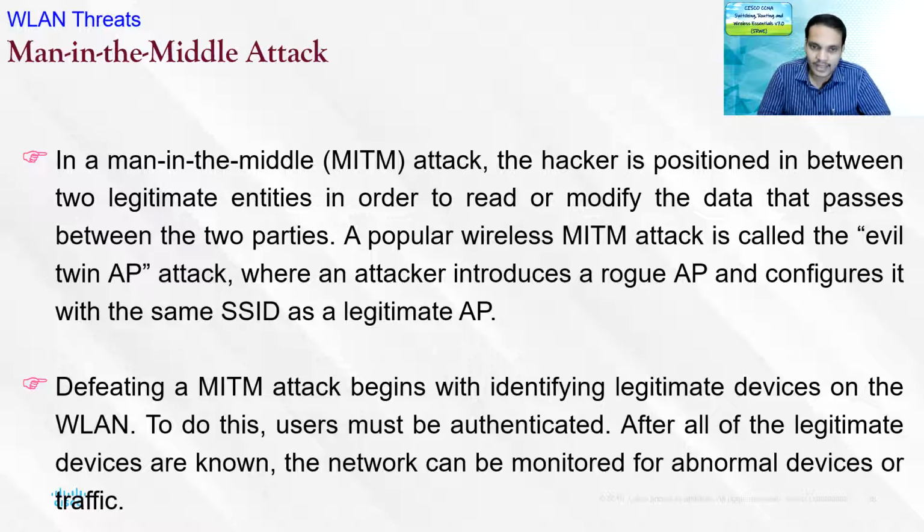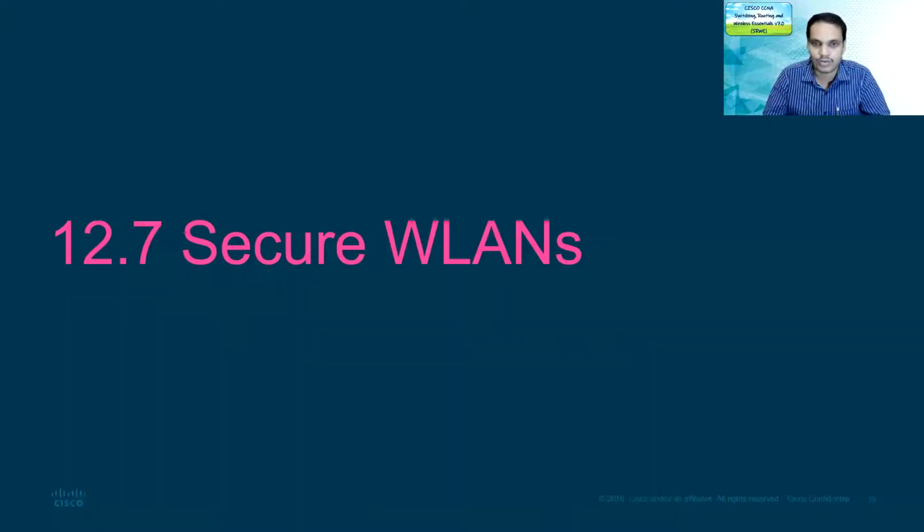Defeating such attacks begins with identifying the legitimate devices on the WLAN. For this, the users must be authenticated. After all of the legitimate devices are known, the network can be monitored for any kind of abnormal devices or traffic, so that you can pinpoint where these rogue devices are. If you implement such a way, the man-in-the-middle attack at least can be defeated to some point.